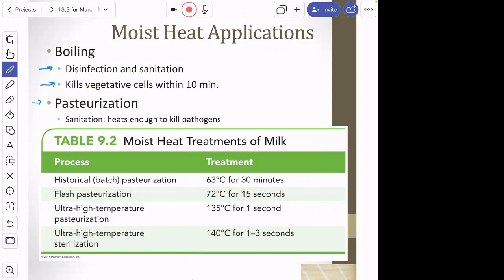This is considered also a sanitation. We just are going to bring the temperature up high enough to kill microbes that would either spoil the, say, milk or make us sick. All right, so if you look at the parameters of a pasteurization, we changed how we do this over the years. When we first started pasteurizing milk, this historical pasteurization, you can see 63. Remember, boiling's on 100, so that's not nearly high enough to be killing everything.